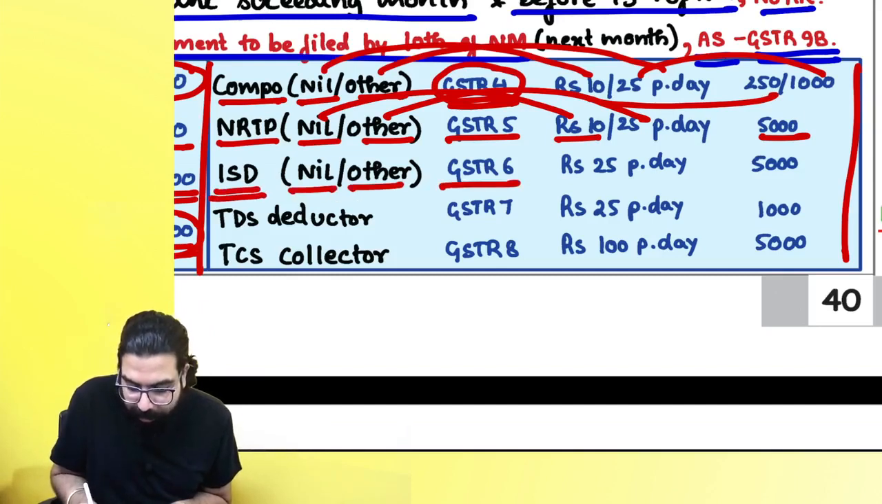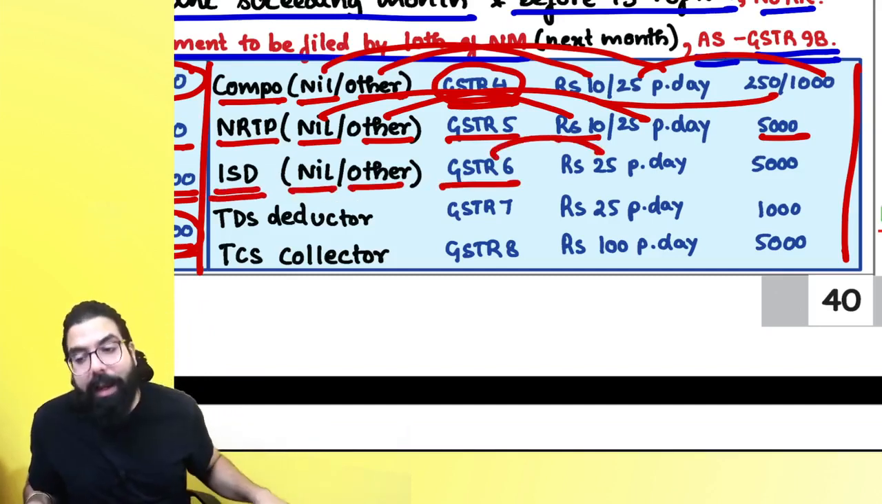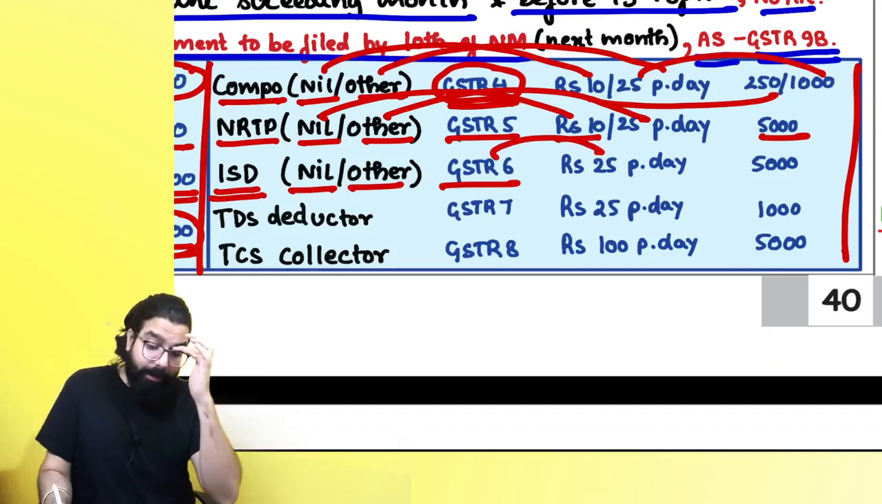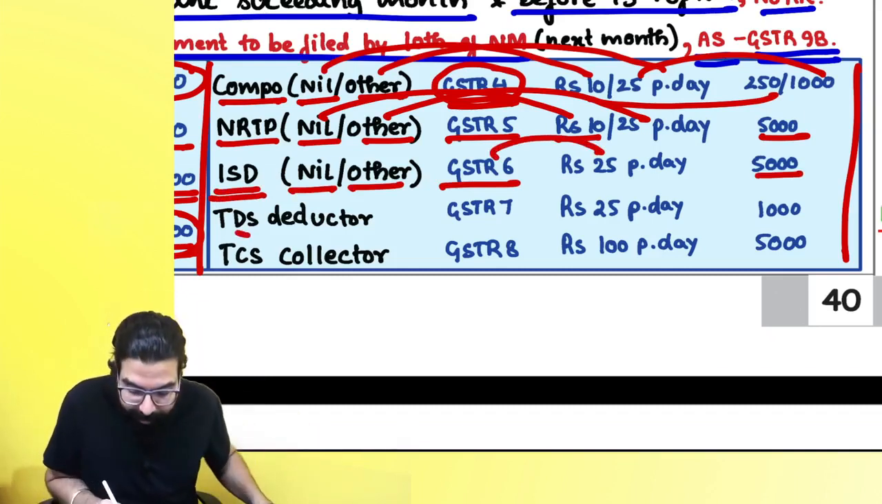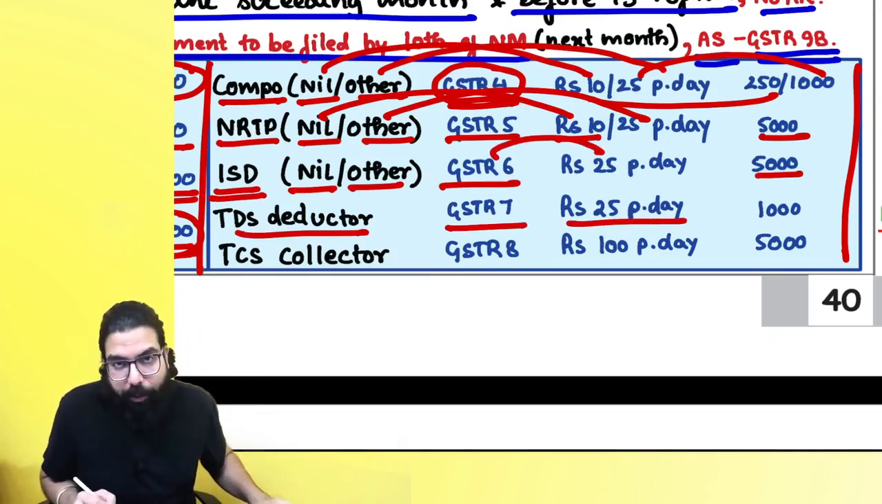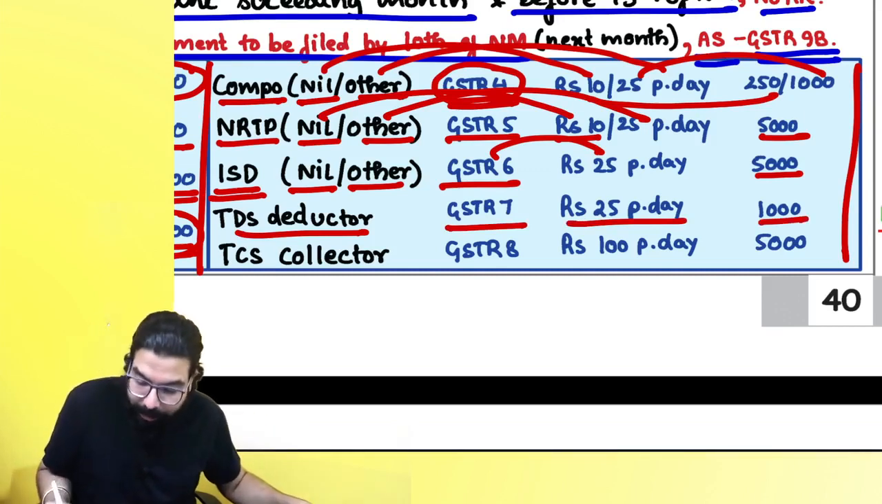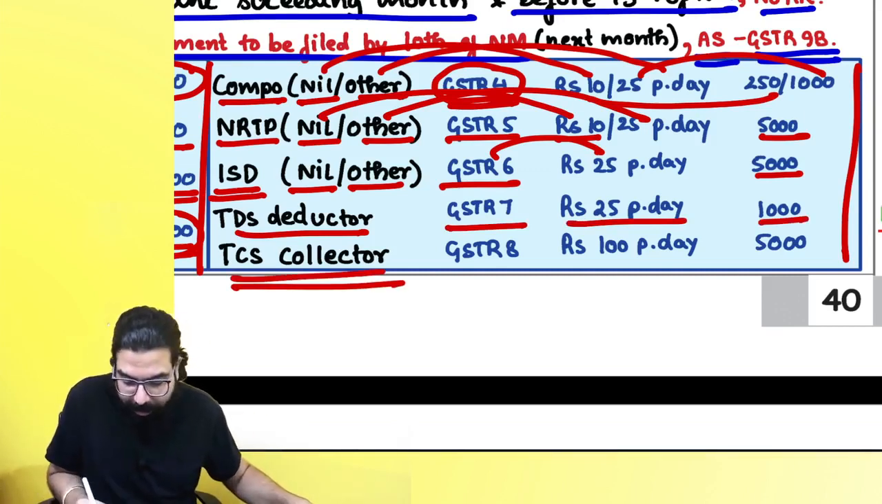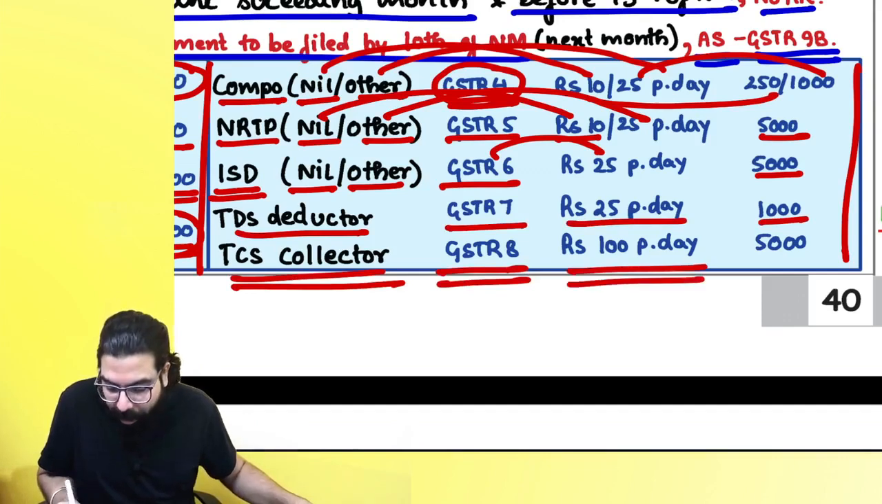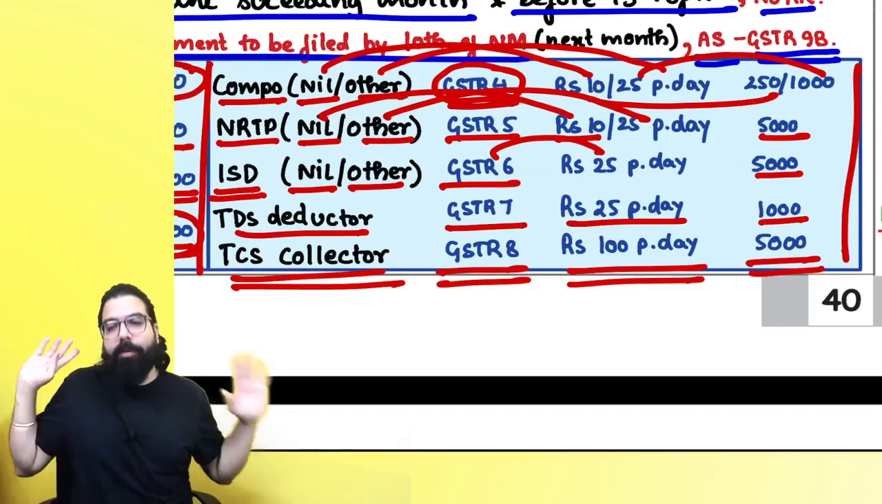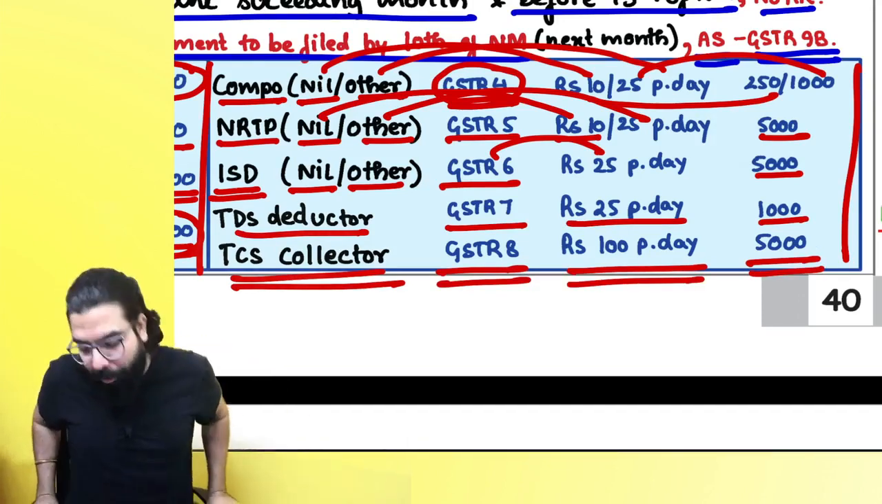ISD, nil or other, GSTR 6. For nil or any other return, it is 25 rupees and the maximum is 5,000. TDS deductor GSTR 7, 25 rupees, nil or any other return, and the maximum is 1,000. TCS collector GSTR 8, 25 rupees per day, and up to a maximum of 5,000 rupees. I hope everyone is clear.